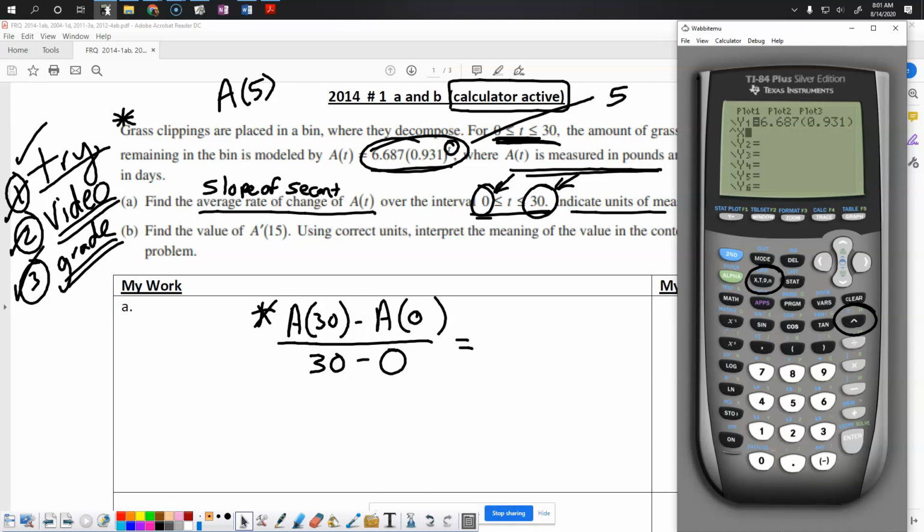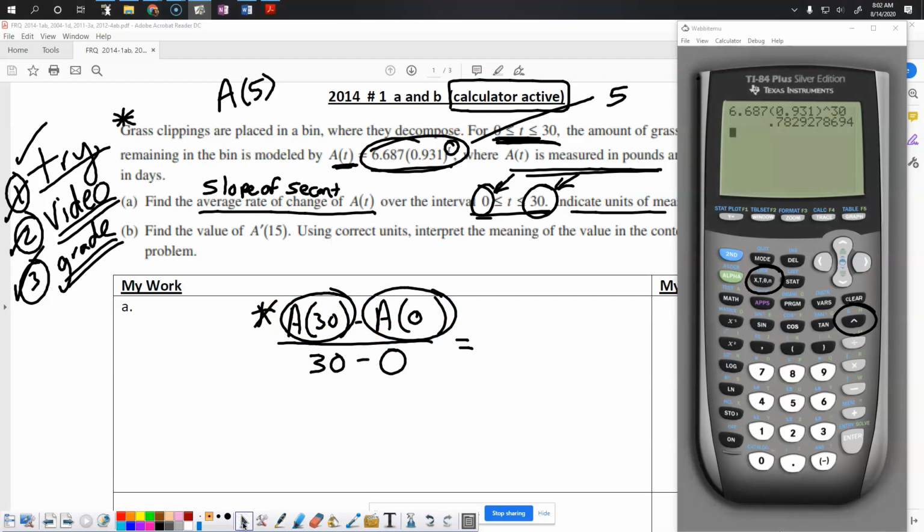Now I want you guys to notice that that thing has been entered as y1. Okay, so on our problem here, they're calling that function a, but our calculator is going to call that function y1. All right, and that's something to keep in mind. Now what you're going to do is you're going to come out of there. Go ahead and push second and quit. Come on out of there. Now, I want to figure out what is a of 30 minus a of 0.